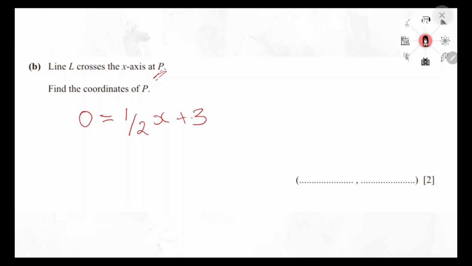Now we can just solve for x. So we'll take 3 to the other side first, giving us minus 3 equals 1 by 2x. Then we take 2 to the other side, multiplying it with minus 3, giving us minus 6, which gives us 1x. This is the same as minus 6 equals x. So to write the coordinates, we'll write x first, and we know that the y value is 0, so we'll write 0.